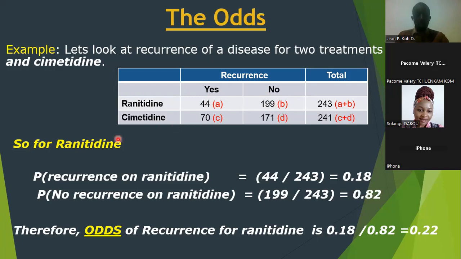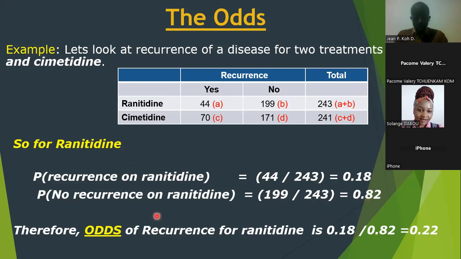So how could we get the odds ratio? It is very simple. You calculate the probability of recurrence for people treated with ranitidine, which is just A divided by the total, that is A plus B. So 44 divided by 243, you get the probability of recurrence with ranitidine. And the probability of non-occurrence, you can take 1 minus 0.18, or just take 199 divided by that sum again, and you have this value.